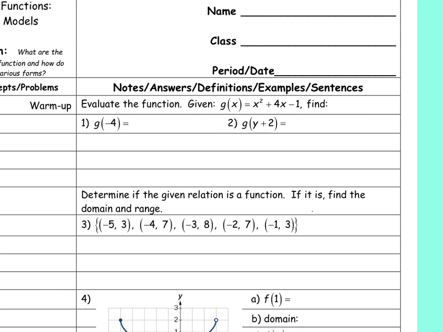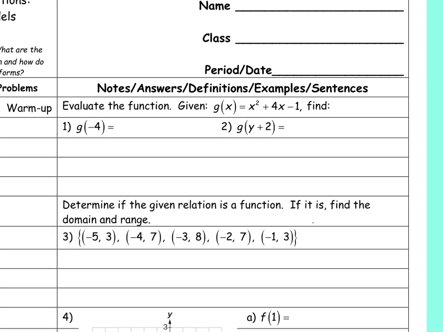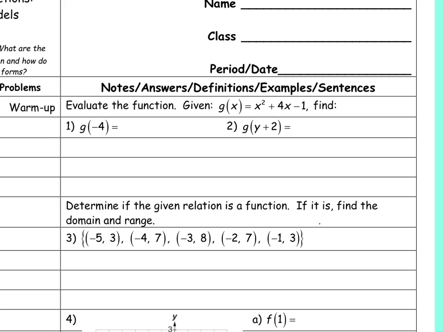by going over the warm-up. So far, most of you are okay. And I'm going to show you right now. So g of -4 just means I'm going to put -4 where the x is.